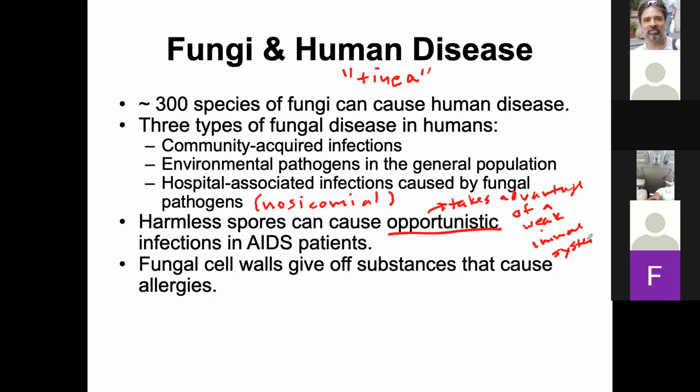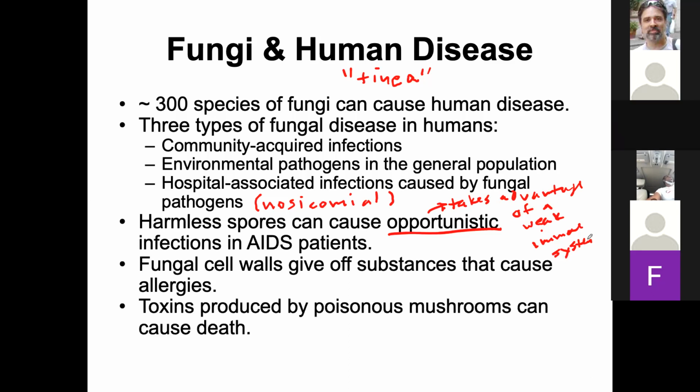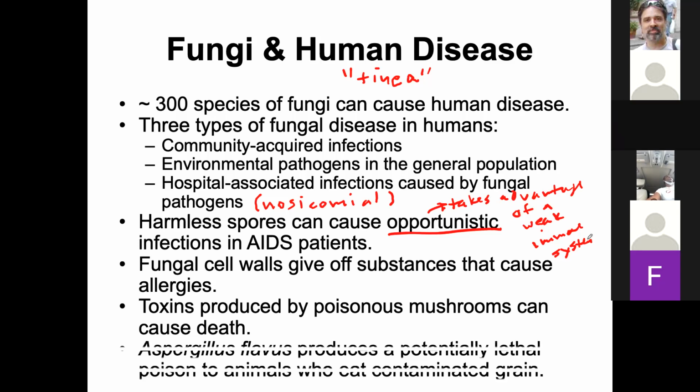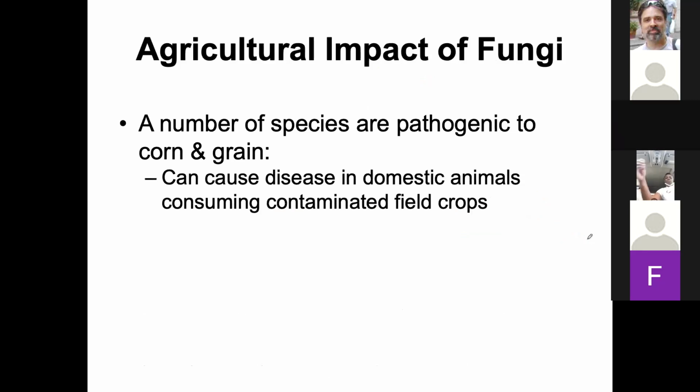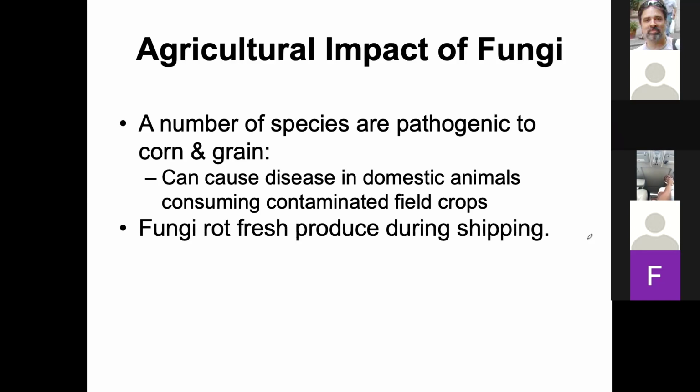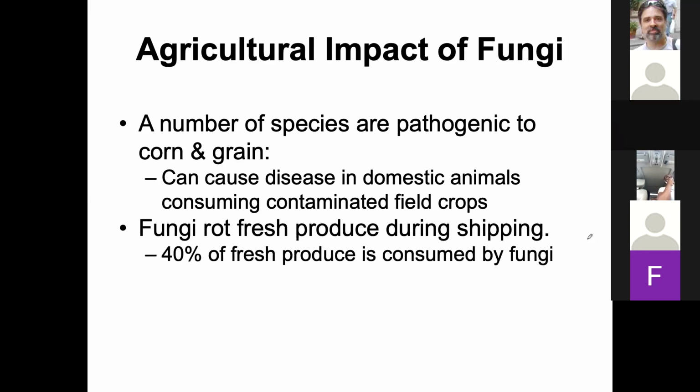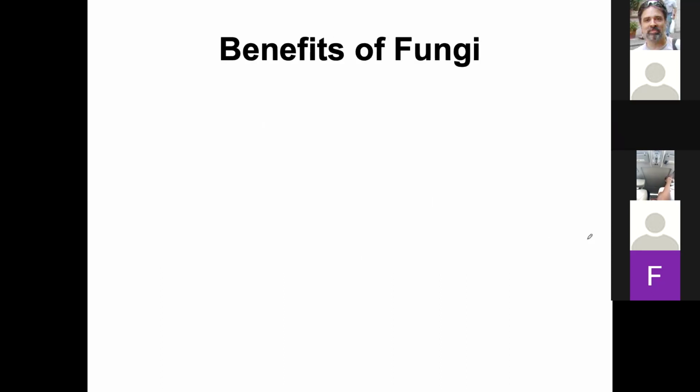Fungal cells give off substances that can cause allergy. Toxins made by poisonous mushrooms can produce death. Those would be exotoxins, right? And aspergillus produces lethal poisons to animals who eat the contaminated grain, right? A number of species that are pathogenic to corn and grain can cause disease in domesticated animals, cows, pigs, chickens, okay? Fungi can rot fresh produce when they ship, right? You lose about 40% from fungus.